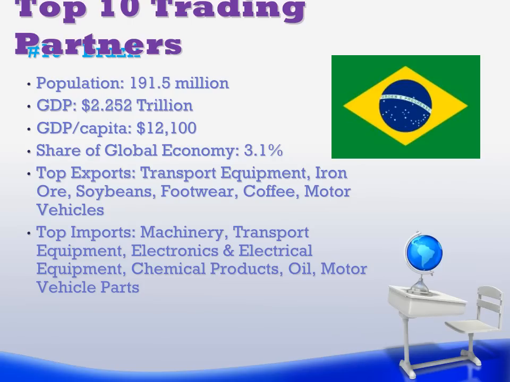They do take a chunk of the global economy of 3%, and they export a number of things from transport equipment to iron ore, soybeans, which is one of the main reasons for the chopping down of the Amazon rainforest. But anyways, footwear, coffee, motor vehicles, and importing a number of things from machinery, transport, other things that they can use to, again, build up their infrastructure and their economy.